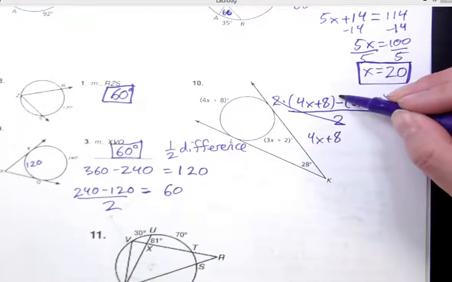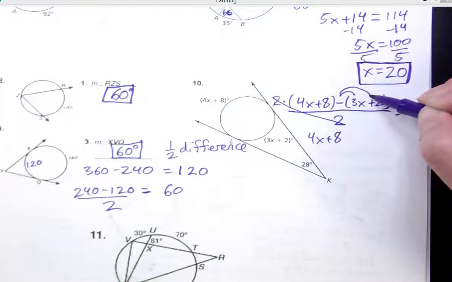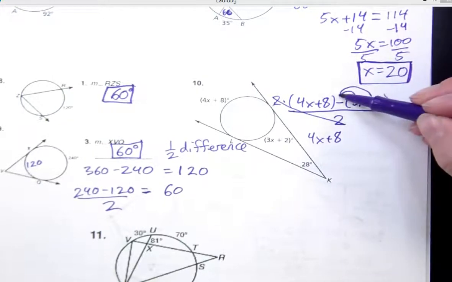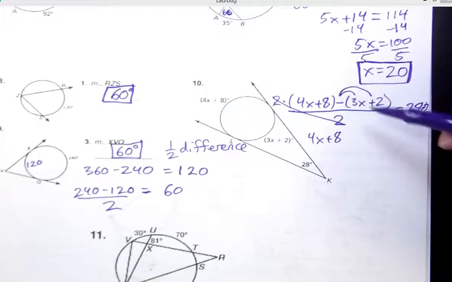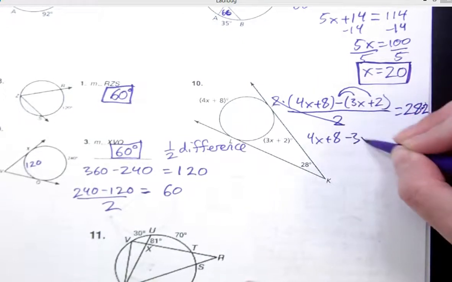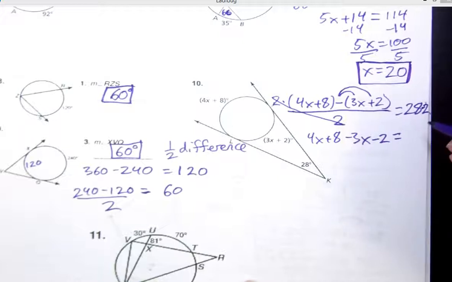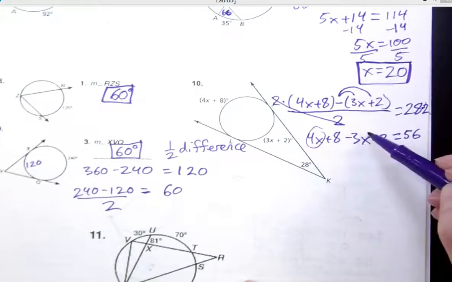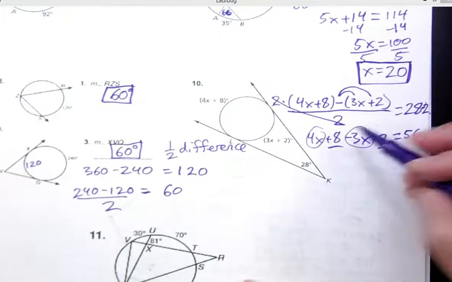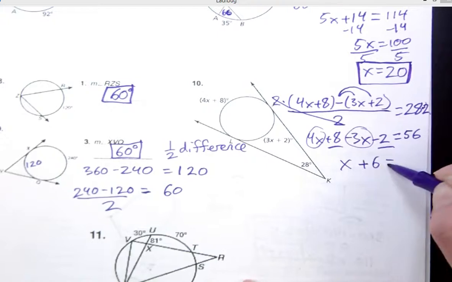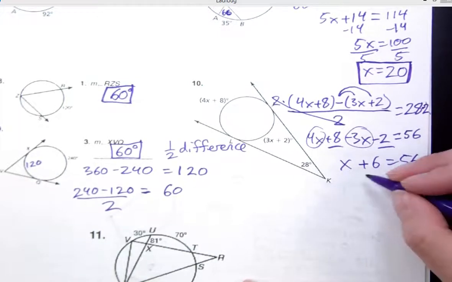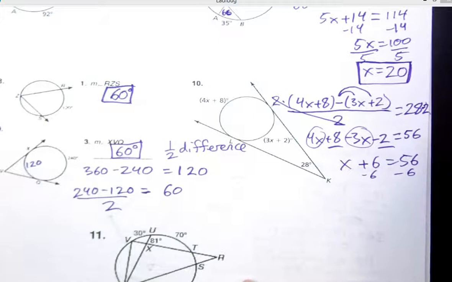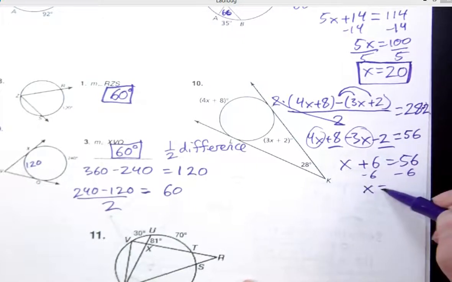And then in the same step, I'm going to distribute my negative. This was another thing I was getting lots of questions on last class in your assignment. If the answer comes out wrong, often it's just because you forgot to distribute a negative. So watch for that. Minus 3x minus 2 equals, what's 28 times 2? 56. Then I'm going to add my like terms and get x plus 6 equals 56. Subtract 6 to get x equals 50.